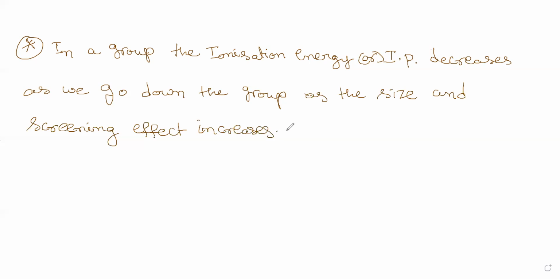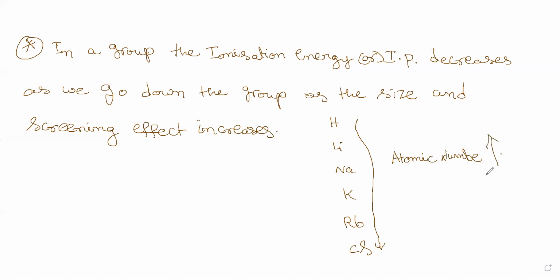So what is this? Let's explain it a little. We'll consider the first group elements: hydrogen, lithium, sodium, potassium, rubidium, cesium. Of course, the next element is radioactive, don't worry about that. Up to cesium we'll see. Down the group movement means you move downwards. Now when you move down, the atomic number increases.